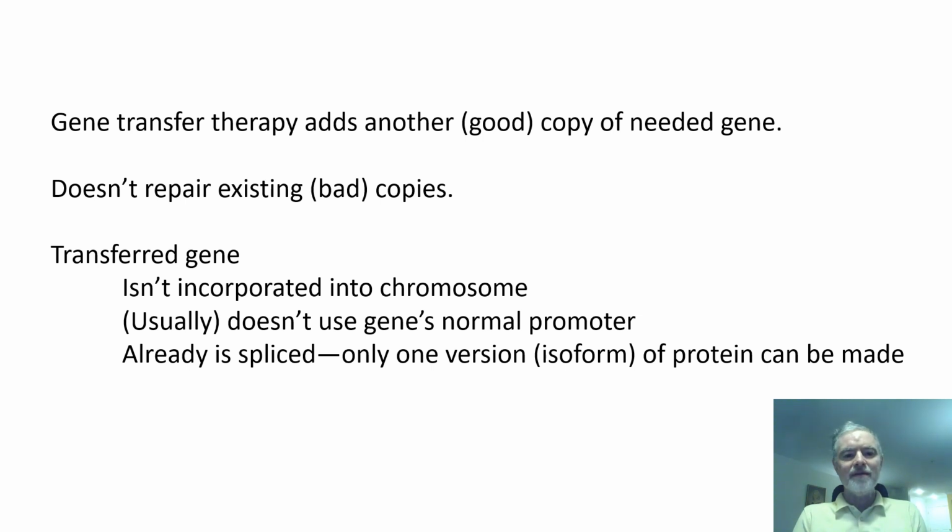The transferred gene is just sitting in a little bit of DNA that's in the cell nucleus, but not part of a chromosome. It also doesn't include the promoter that the gene normally uses. A promoter is basically the instructions that tell which type of cell is supposed to make the protein that this gene codes for.